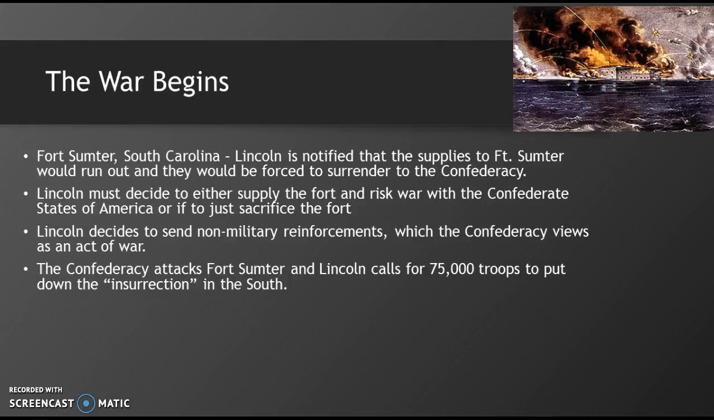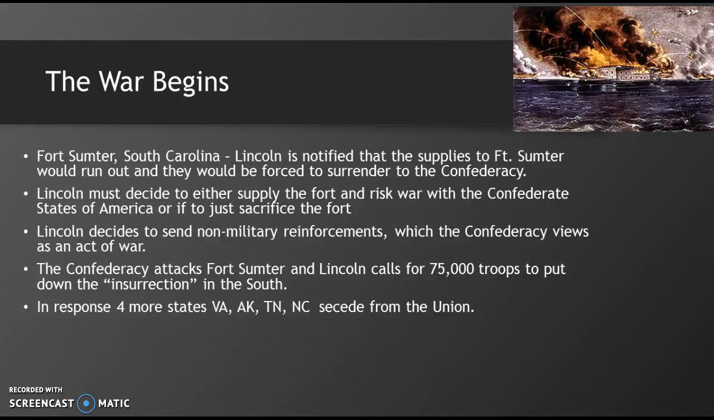So because of this act of war, the Confederacy goes ahead and attacks Fort Sumter. You can see here in the picture, they're bombarding Fort Sumter with cannon fire. And when this happens, Lincoln is going to call for 75,000 troops to put down the insurrection in the South. So this is when the first federal U.S. troops are actually called out as part of the Civil War.